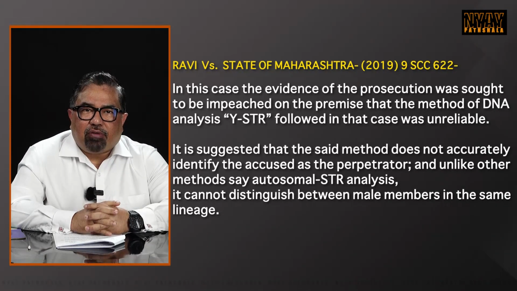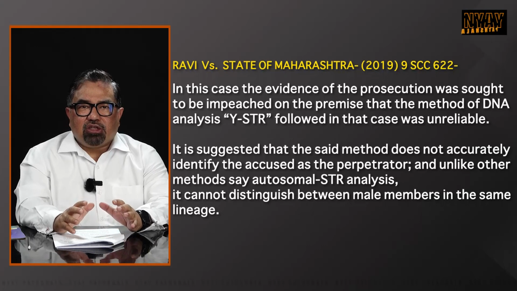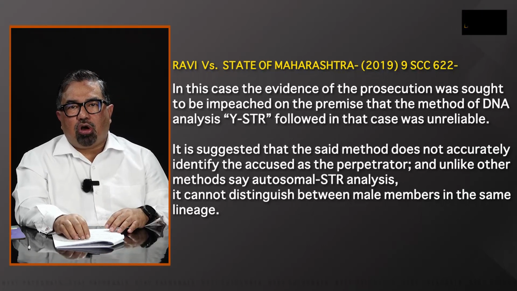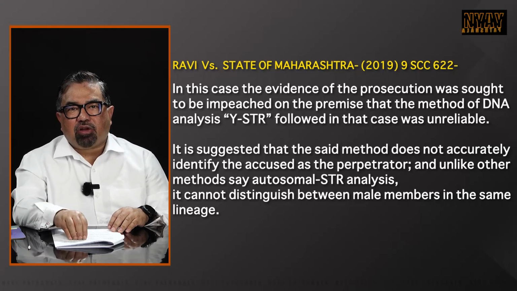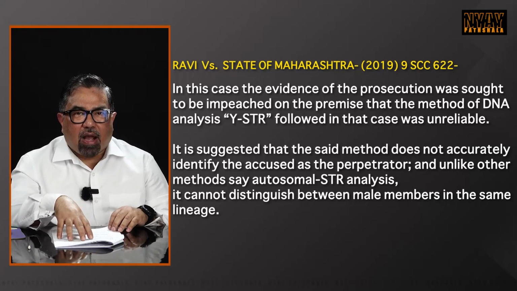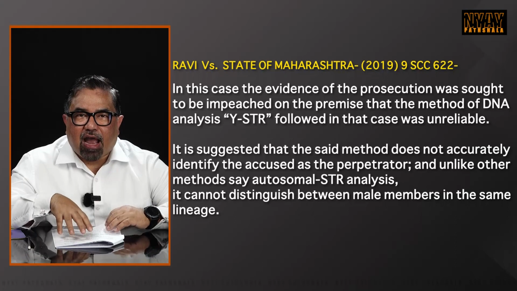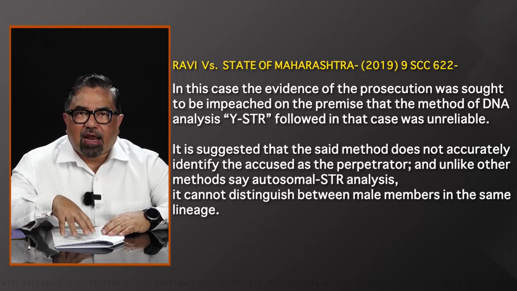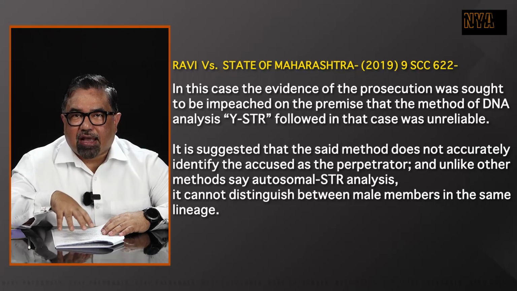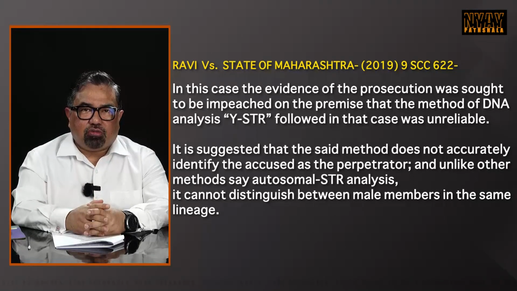The next case is of Ravi versus State of Maharashtra, reported in 2019 9 SCC page 622. In this case, the evidence of the prosecution was sought to be impeached by the defense on the premise that the method of DNA analysis, there are two methods of DNA analysis, one is YSTR, followed in that case, was unreliable. And a suggestion was made that the said method does not accurately identify the accused as the perpetrator, and unlike other methods, say autosomal STR analysis, it cannot distinguish between male members in the same lineage.